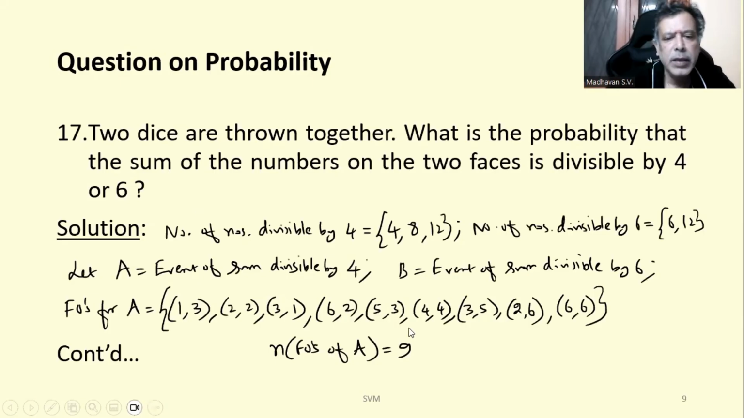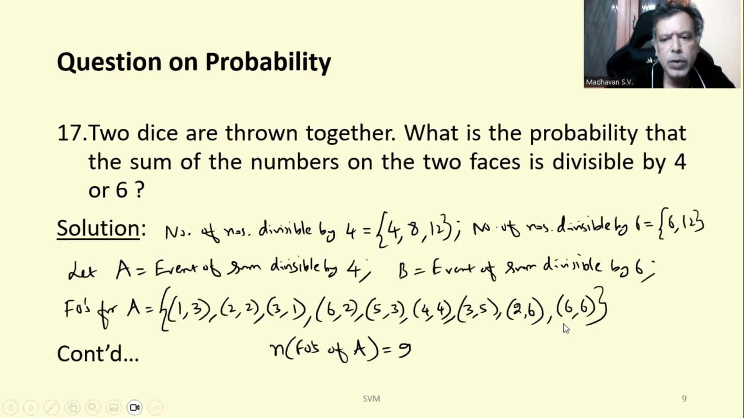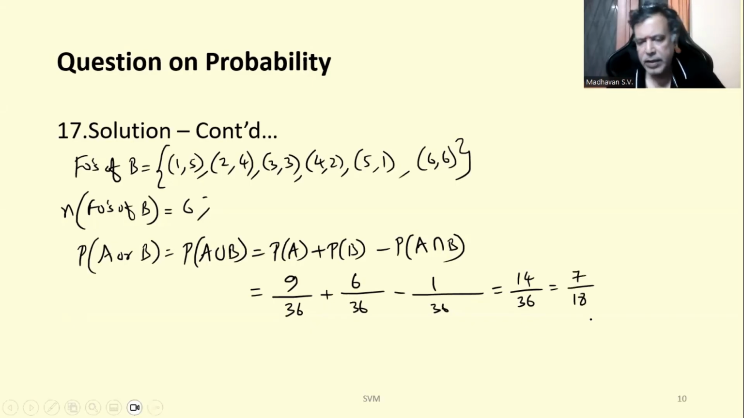Now for A, we found it is 9. So favorable outcomes is 9. And for B, it is 6. Now A intersection B means what? In common, you have 6, 6 here. And here also you have 6, 6, means one outcome is common in both. That means 15 minus 1, you get 14 by 36. Now, 2 7s are 14, 2 18s are 36. So that will be the required probability.